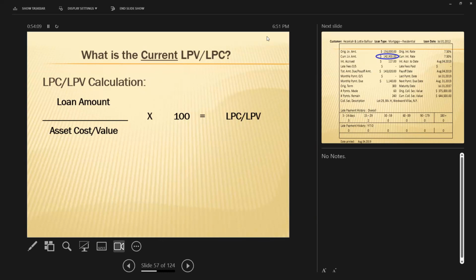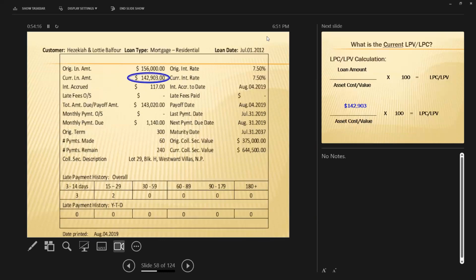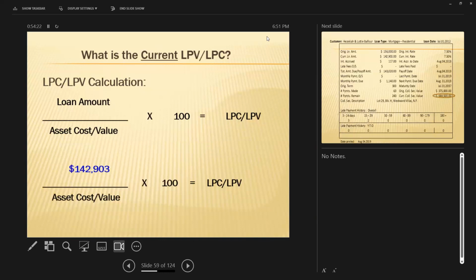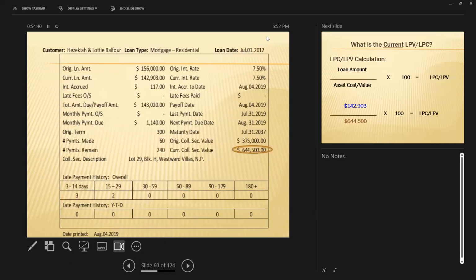So for LPC, LPV, the loan amount we get from the statement, which is 142,903. That's our numerator, our top number. And now we need the asset cost or value. Where do we get that from? From the bank statement, or you can get it from the net worth statement.